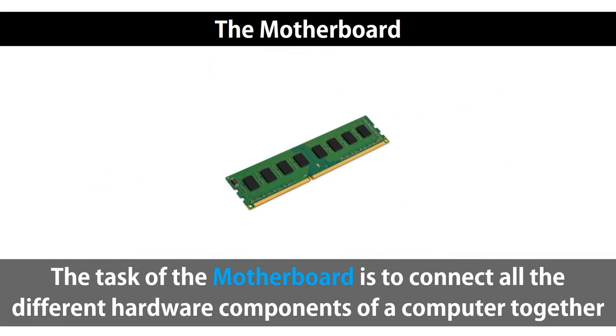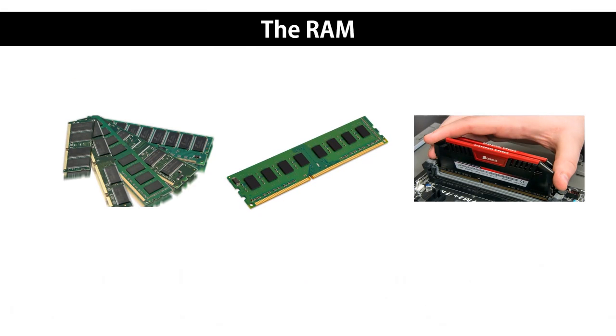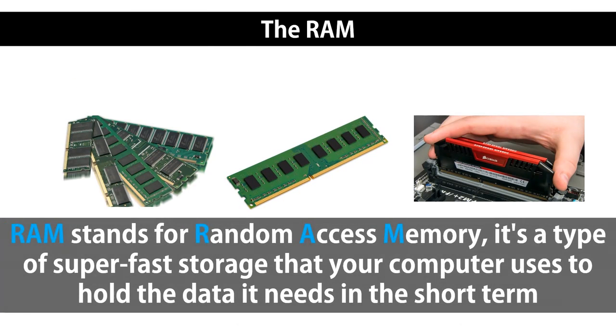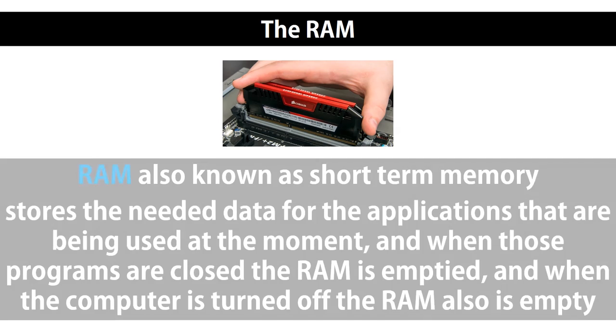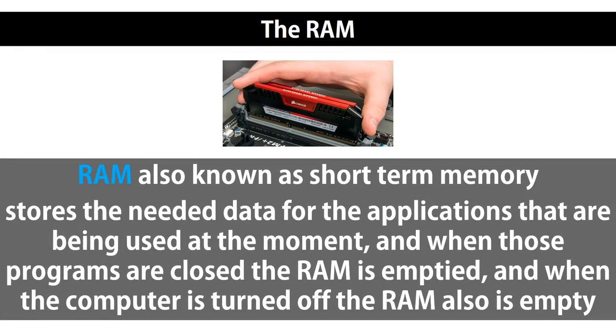The RAM. The RAM stands for Random Access Memory. It's a type of super-fast storage that your computer uses to hold the data it needs in the short term. RAM, also known as short-term memory, stores the needed data for the applications that are being used at the moment. And when those programs are closed, the RAM is emptied. And when the computer is turned off, the RAM is also emptied.